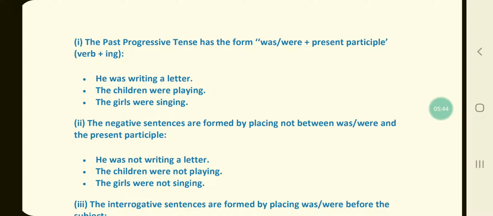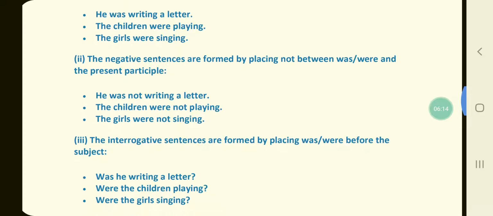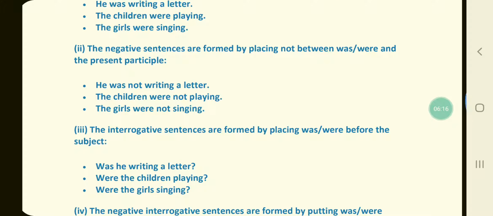The past progressive tense has the form was or were plus present participle. That is verb plus ing. Example, he was writing a letter. The children were playing. Second way of putting past progressive tense, that is the negative sentences are formed by placing not between was, were and the present participle. For example, he was not writing a letter. The children were not playing.